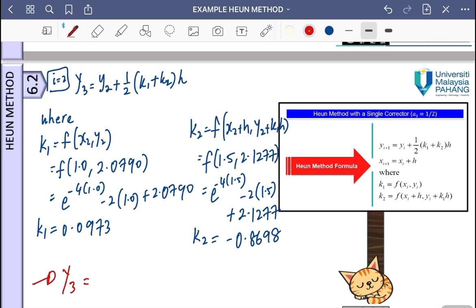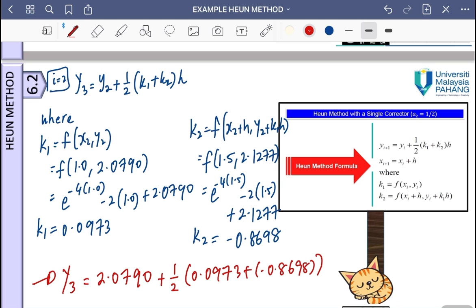So y3 equals y2, 2.0790, plus the average of the two slopes, k1 and k2, times your step size 0.5. If you calculate this, you may get 1.8859.